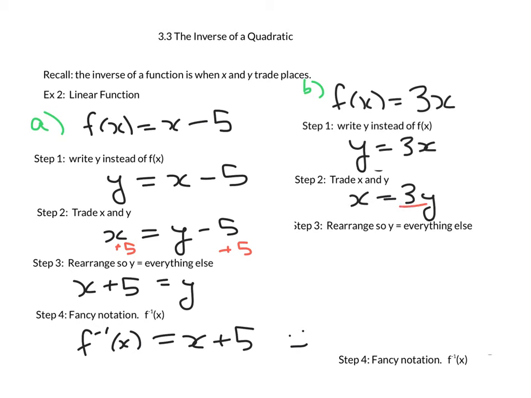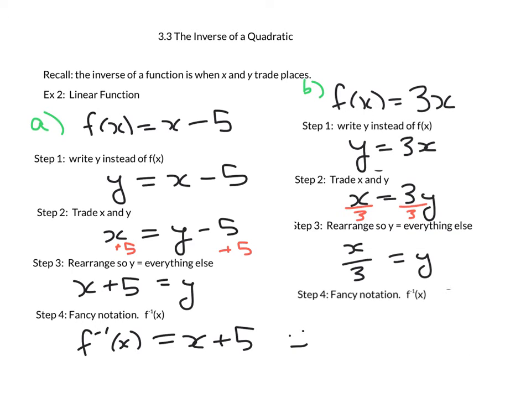Let's see, instead of times, let's divide both sides by 3. So what do we got? We got x over 3 equals y. Oh, time for step 4, fancy notation. F inverse of x equals x over 3.